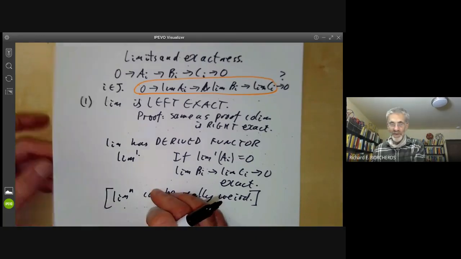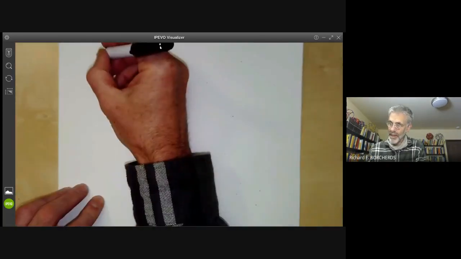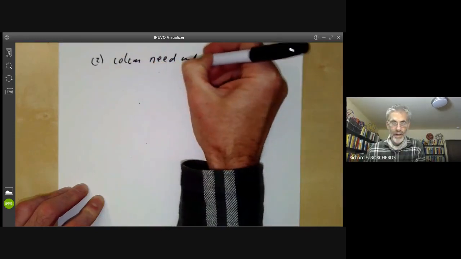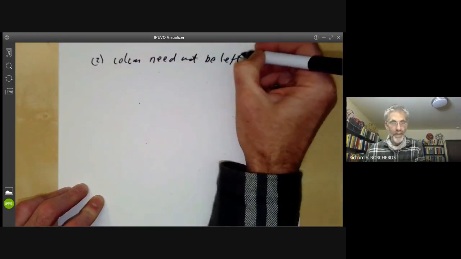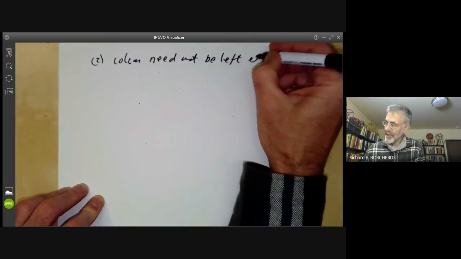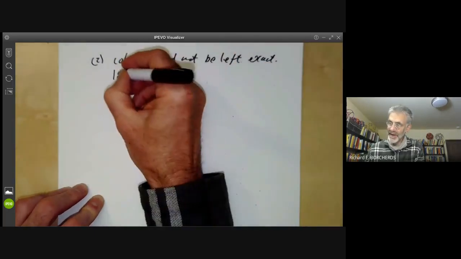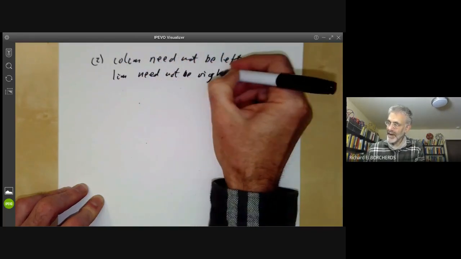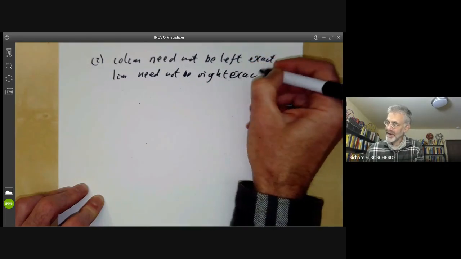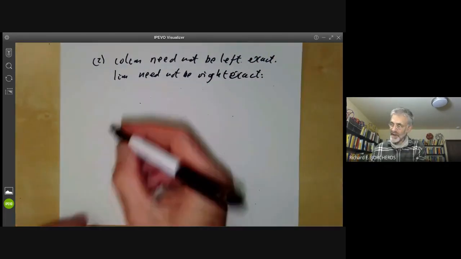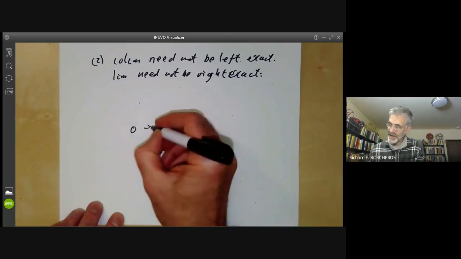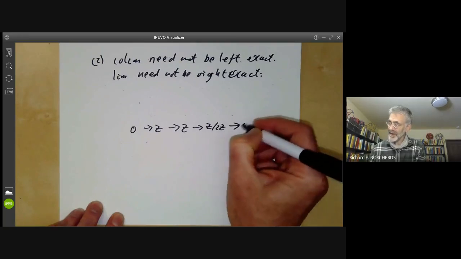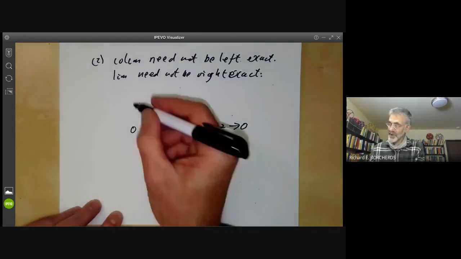Now, we also saw that co-limits need not be left exact, and we gave some examples of this. Similarly, limit need not be right exact, and let's start by having an example of this. A simple example is to take the sequence 0 goes to Z, goes to Z, goes to Z over 2Z, which you may recognize as being the standard counterexample to absolutely everything.